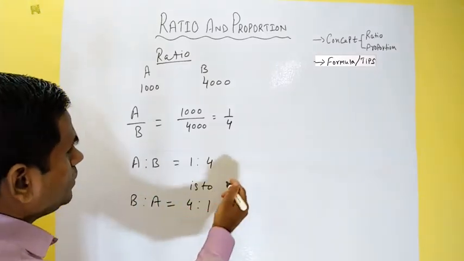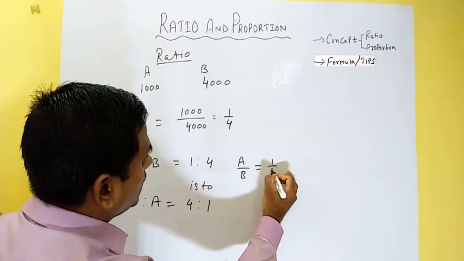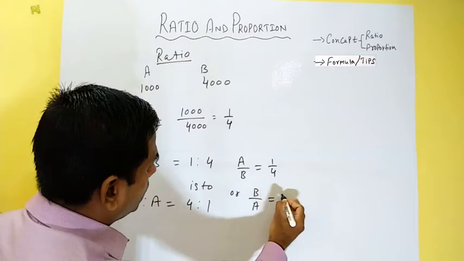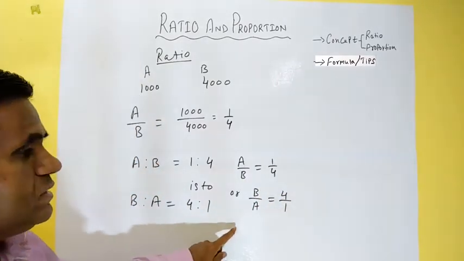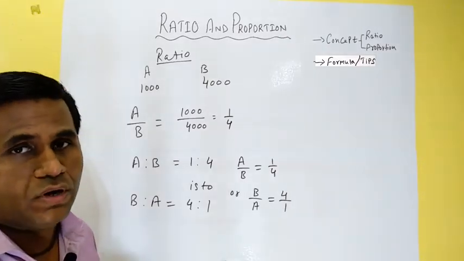So this can also be written as A by B is equal to 1 by 4, or B by A is equal to 4 by 1. So this is called ratio. We are actually comparing two quantities.